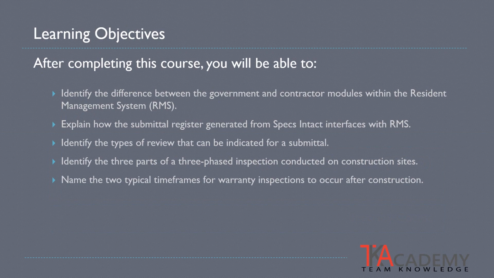The following learning objectives have been identified for this course. Identify the difference between the government and contractor modules within the Resident Management System. Explain how the submittal register generated from SpecsIntact interfaces with RMS. Identify the types of review that can be indicated for a submittal. Identify the three parts of a three-phase inspection conducted on construction sites. Name the two typical timeframes for warranty inspections to occur after construction.